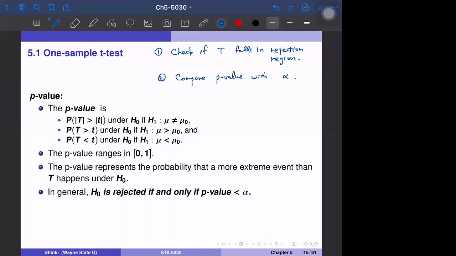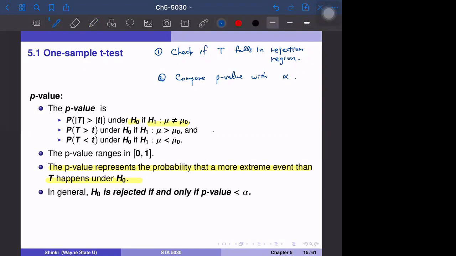And what's the p-value? The p-value is the probability that a more extreme event than our sample happens under the null hypothesis. So think about the two-sided test. H0 is mu is equal to mu naught, and H1 is mu is not equal to mu naught.